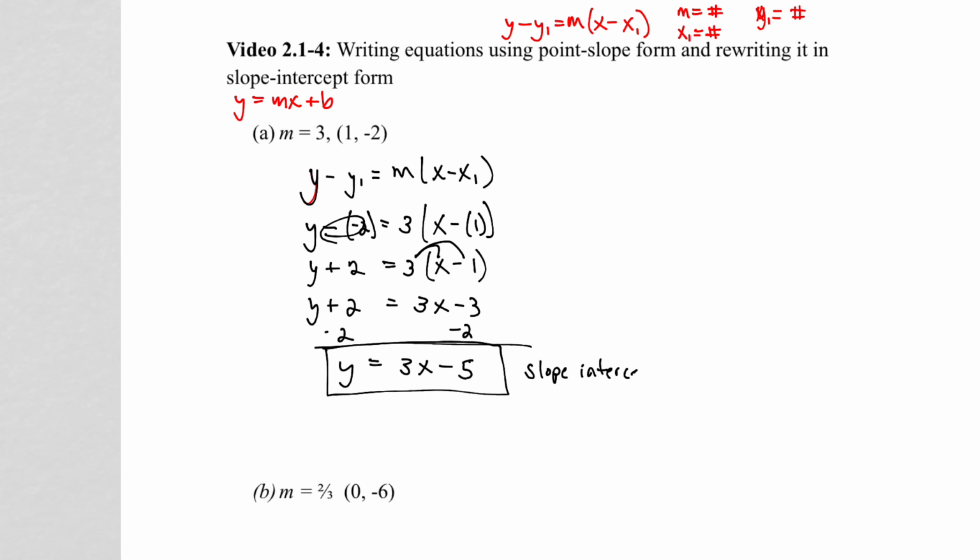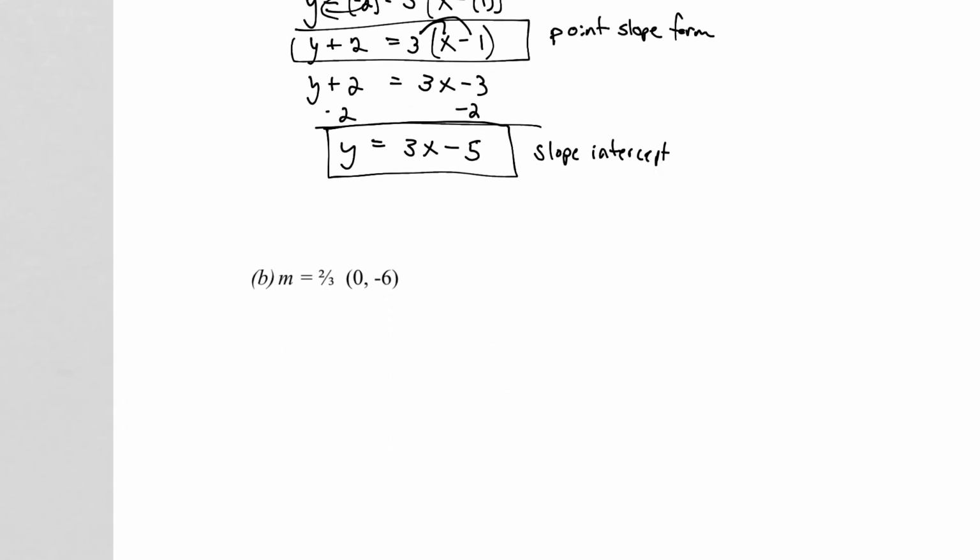And just take a note here. If they had asked us to write an equation in point-slope form, we would have stopped here. Okay, that is point-slope form, simplified. So let's look at part B.